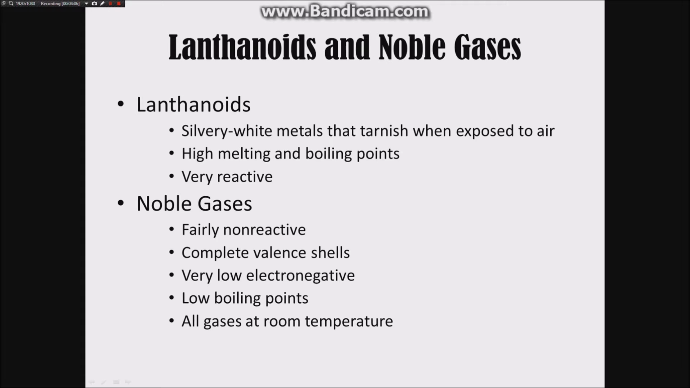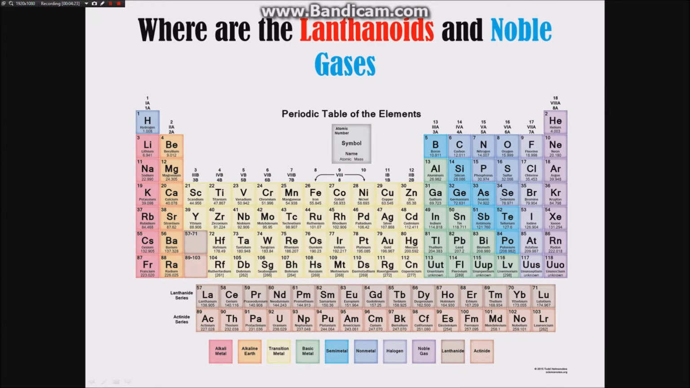They have almost or completely full valence shells. They have very low electronegativity, low boiling points, and they are all gases at room temperature. These noble gases were actually very hard to figure out in the past because you couldn't see them. They're gases. Anyhow, we're going to figure out who they are. We already know the noble gases are all the way at the end. They're a little bit shy, aren't they? And the lanthanoids, they are right there.